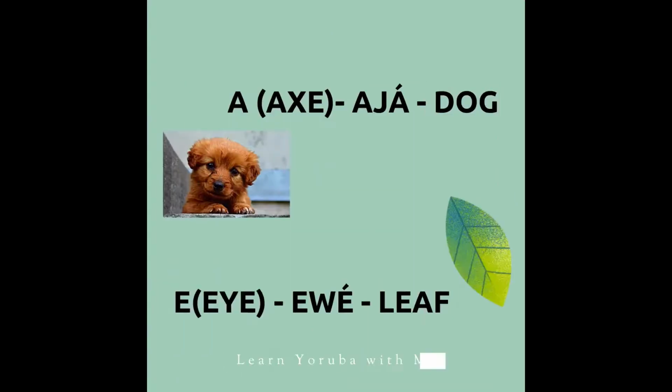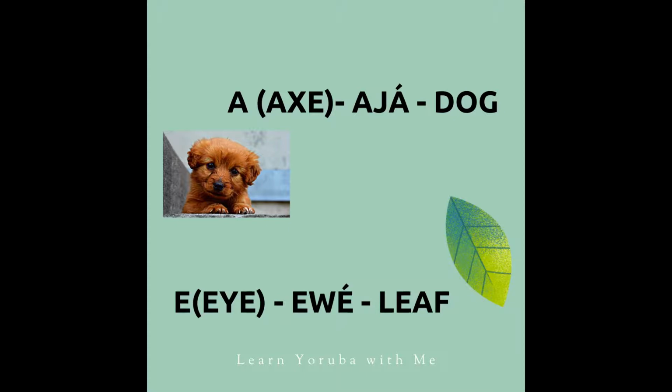Next, we're going to look at some examples of words and how they correspond to the vowels. First, we have a, as in the English word axe. The Yoruba word that has a is aja, aja. Aja is dog in Yoruba, and notice the intonation at the last a is leaning towards the right. Then we have the vowel e as in I. E in Yoruba has the word ewe, ewe. Again, notice the intonation leaning towards the right in ewe, and ewe is leaf in Yoruba.